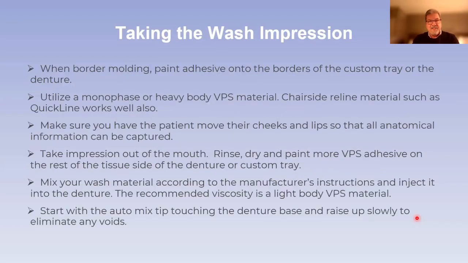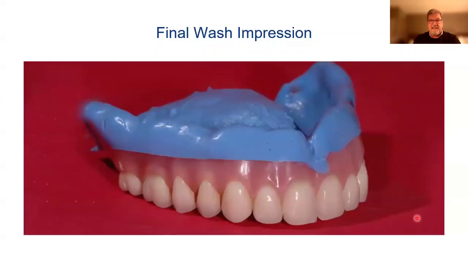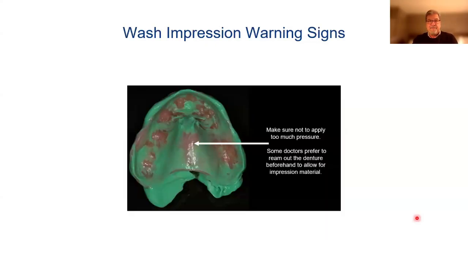So taking that wash impression, I went through this also with the border molding. Take that impression after you put it in the mouth and mix your wash material. Usually you have an auto mix material, and you just insert it in the patient's mouth. And there's your final wash impression. So you have a nice wash impression here. This particular case is probably going to be a digital denture. We're remaking this case, and the patient's denture wasn't in bad shape, so we're able to use this almost like a custom tray and take a bite registration at the same time.